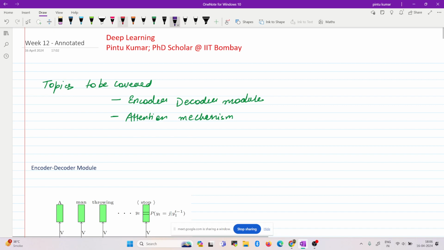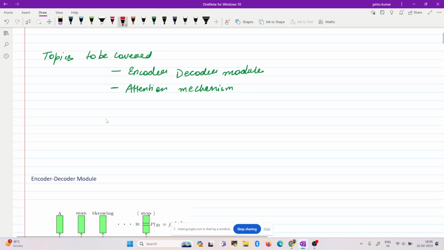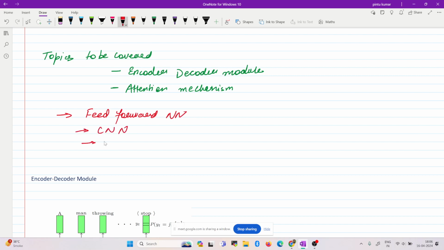So till now in this course, the things that we have done include our normal feed-forward neural network. Then we did CNNs, we did autoencoders, and then we did these language-based models that were RNN, LSTM, or GRUs, right?